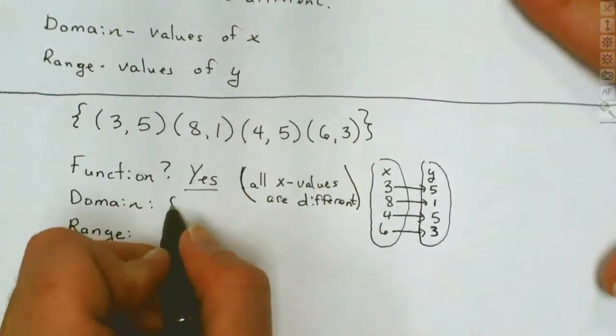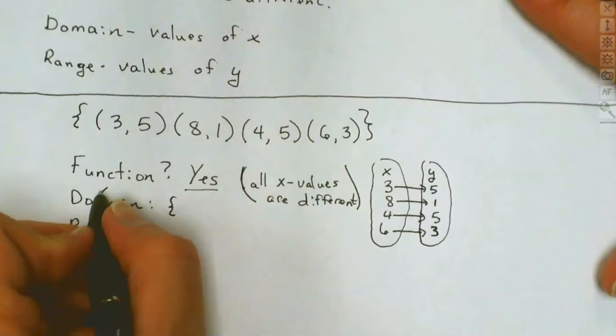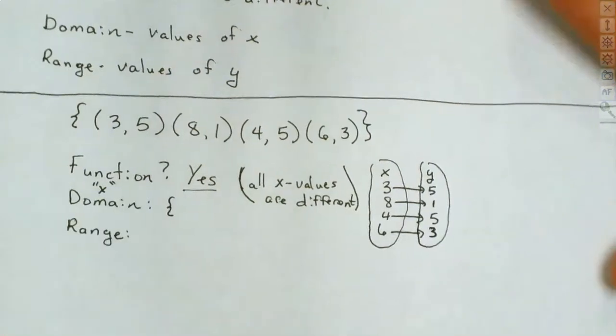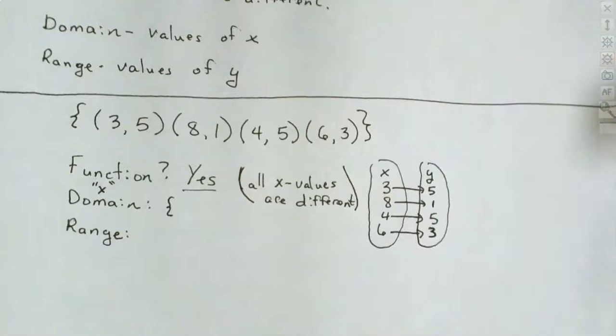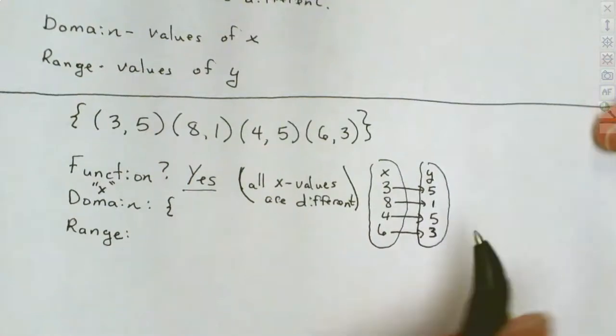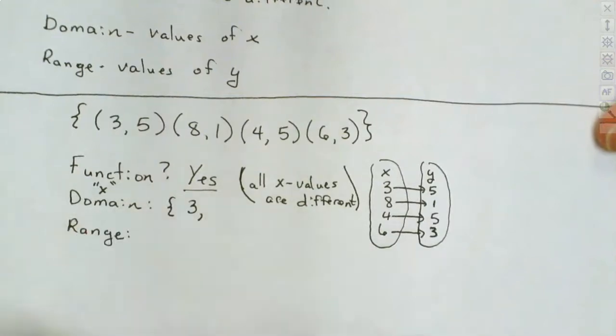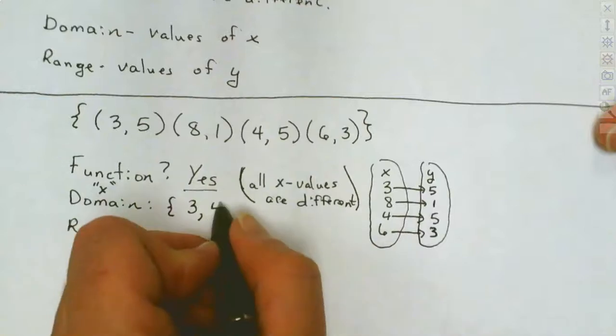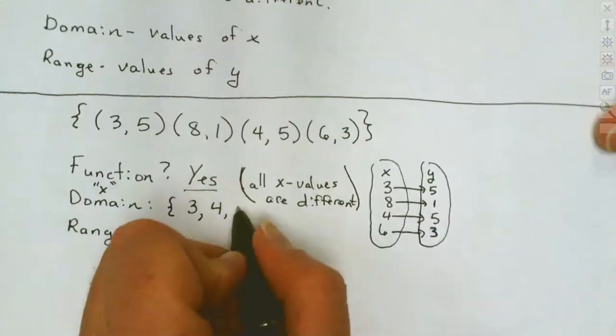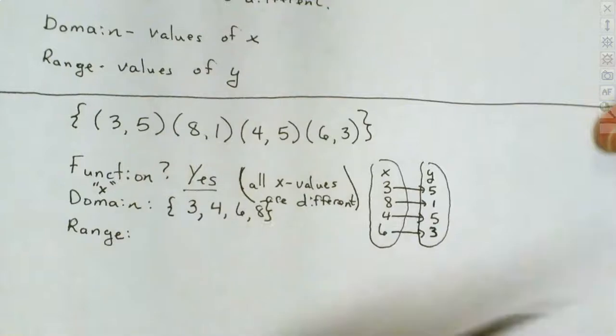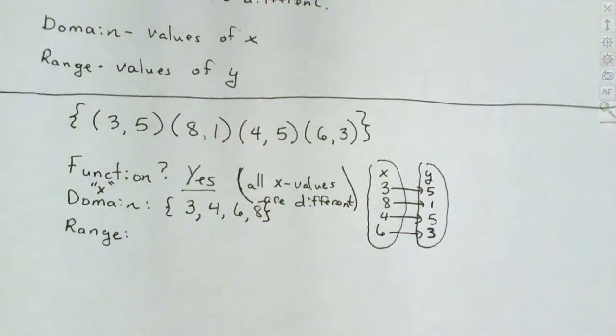Now what about the domain? Well, the domain again is the values of x. And we're going to list them like they would be listed on a number line. So the smallest values are listed first on the left, and then we put them in ascending order. So we're looking at our domain. And what's our smallest value? Well, our smallest value on the x would be a 3. Then we've got a 4. We've got a 6. And we have an 8. So my domain would be 3, 4, 6, and 8.